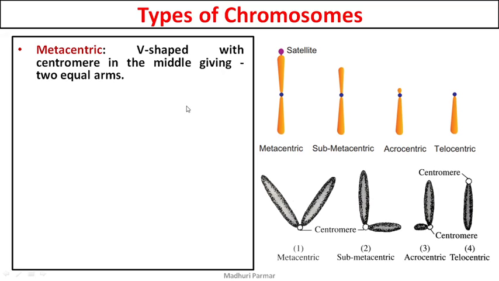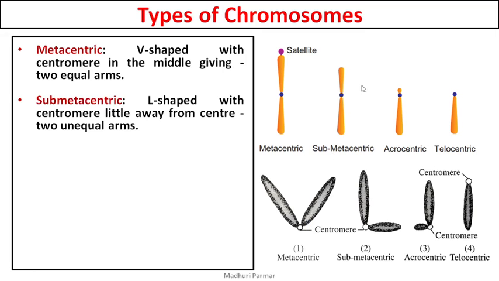Now we move on to the types of chromosomes. There are different types based on the appearance, or the location of the centromere. The first one is called metacentric. Metacentric is V-shaped, as you can see here. Though you draw it like this, under a microscope it is mostly bent a little. Because the centromere is present exactly in between, it gives rise to two equal arms. So metacentric means the centromere is exactly in the middle.